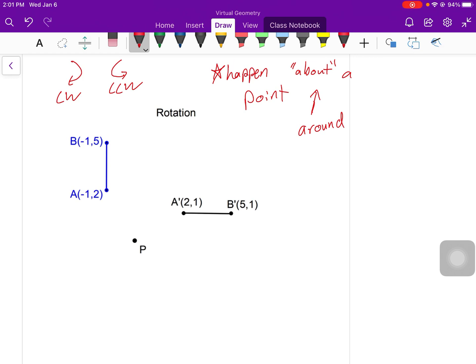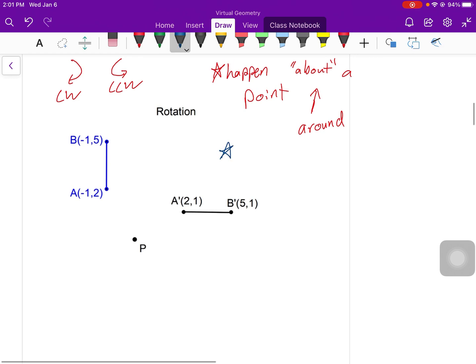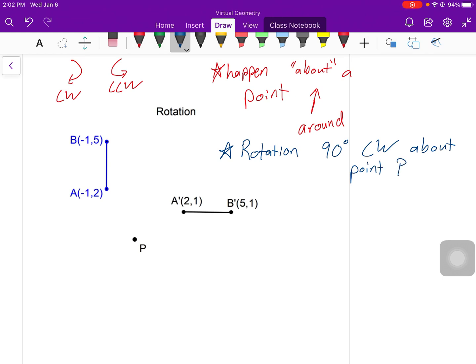So for this example, we are going to say we have a rotation 90 degrees clockwise about point P. Okay, in this case, I'm going to say P is the origin. I forgot to put that in the picture. The way we measure this angle is if we were to connect point A to point P and connect point A prime to point P, we would measure this angle. Okay, and I'm telling you it's a 90-degree angle.